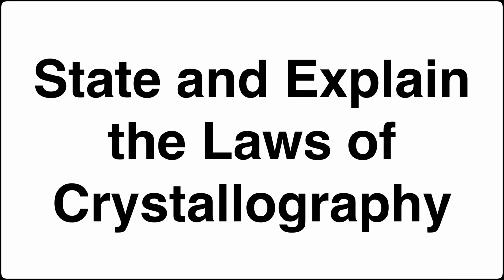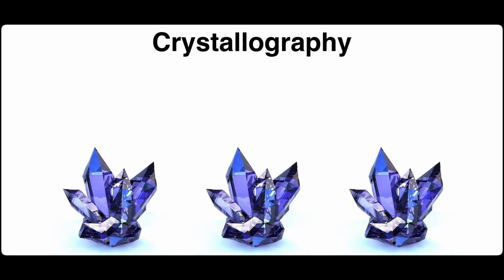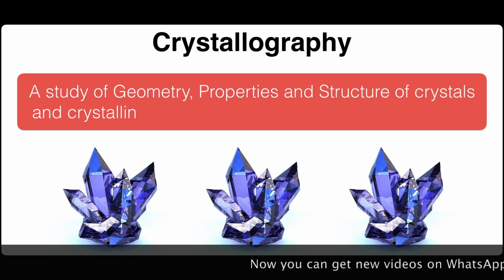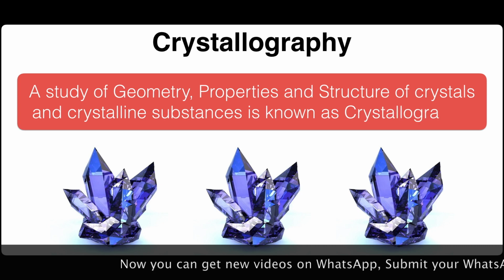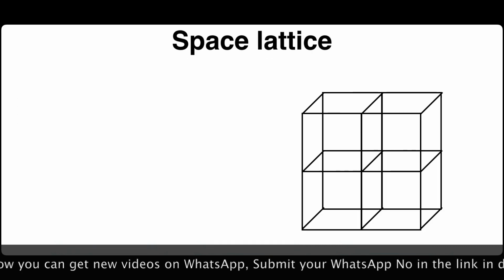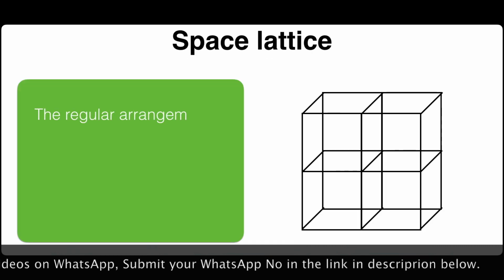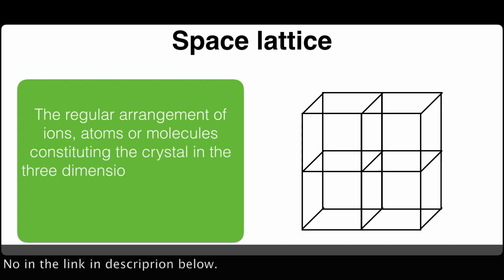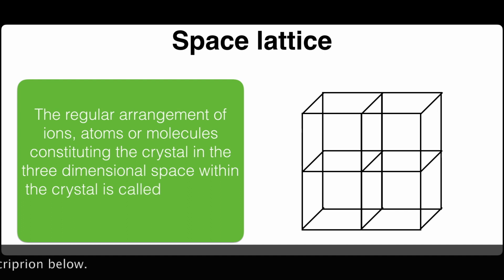on YouTube. State and explain the laws of crystallography. The study of the geometry, properties, and structure of crystals and crystalline substances is known as crystallography. The regular arrangement of ions, atoms, or molecules constituting the crystal in three-dimensional space within the crystal is called the space lattice.